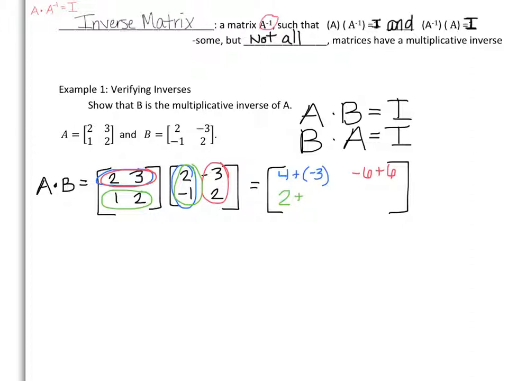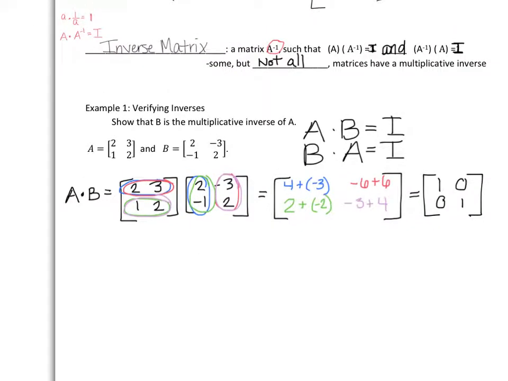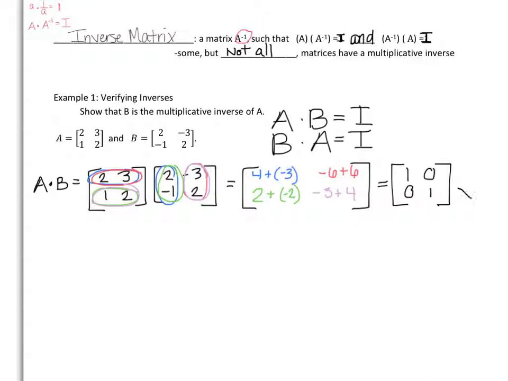2 plus -2. Okay, and then I need another color. Second row times second column. -3 plus 4. Okay, when we simplify all that out, what do we get? 1, 0, 0, 1. Is that the identity? Yes, that is what we were looking for. So check mark on that one.